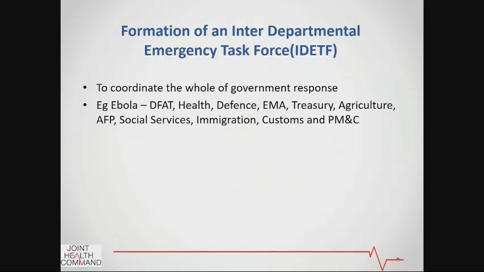So, what's the first thing that happens? We have an IDETF, the Interdepartmental Emergency Task Force, and that meets very quickly anytime there's any kind of disaster, and it pulls in all of the different departments within the government. They all come together. Defence is always there to say what's the situation, what's happening, who can do what, what's required. From the IDETF, actual taskings go out, so that we understand what all parts of government are doing. For instance, for Ebola, that involved DFAT, Health, Defence, Emergency Management Australia, Treasury, Agriculture, Police, AFP, Social Services, Immigration, Customs, PM&C. That seems a lot, but all those parts have to come together and work as a coordinated whole.